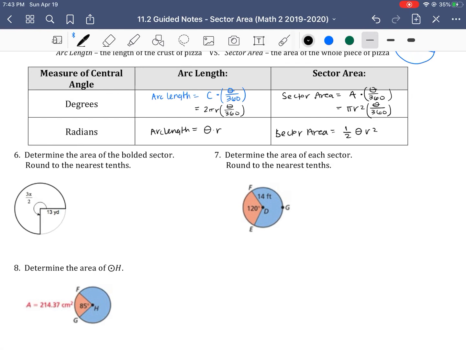Number 6. Let's look at some ways to use the formula. Determine the area of the bolded sector. Again, make sure you know if it's area or arc length. Round to the nearest tenths. Now on your assignment today, you're going to be asked to state whether it's in degrees or radians. So the first thing you want to do is look at the angle. This angle right here is 3 pi over 2. 3 pi over 2 is definitely radians. So I know that I'm finding area and that I'm in radians. So I come up here and I'm going to be using this formula right here. Again, I'm going to write it right here.